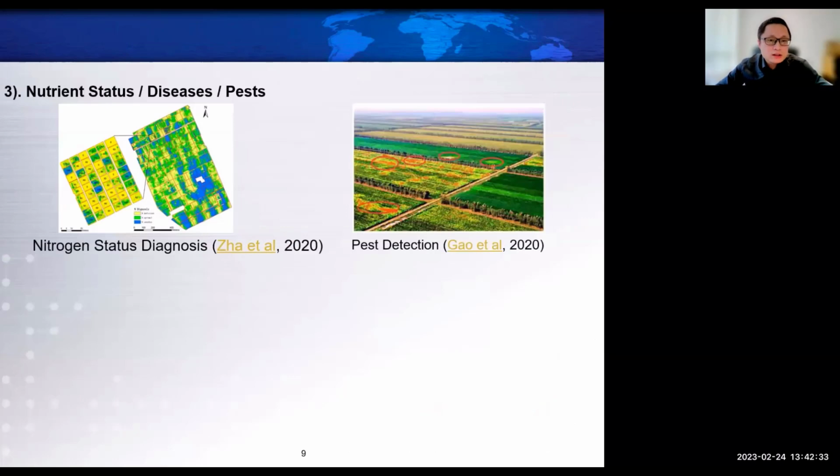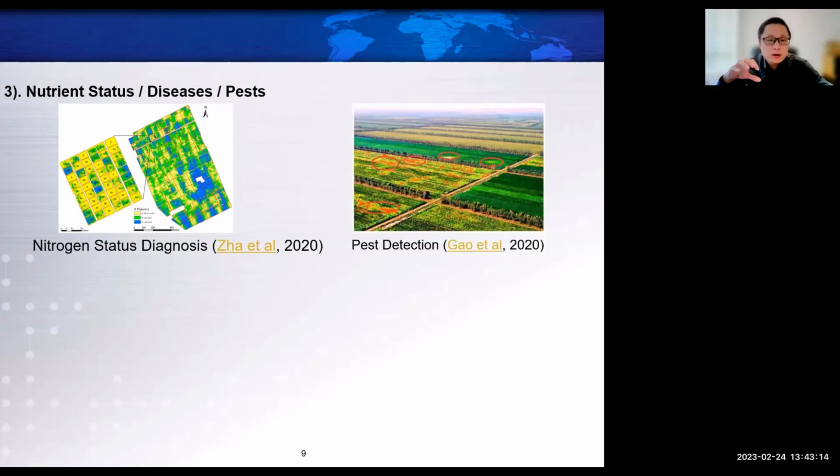Next, the nutrient status, disease, and pest detection. I mean, quite a few other speakers already talked about this. Nitrogen management is very important for crop health and also for environmental conservation. One study was conducted by JOB. They flew drones and used the drone images to diagnose the nitrogen status, the different nitrogen statuses basically. On this image, different colors indicate different status. Could be nitrogen optimal, could be nitrogen deficiency, or maybe nitrogen surplus.